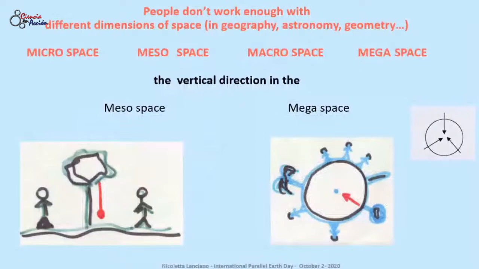I think that is a problem because people don't work enough with different dimensions of space in geography, astronomy, geometry, but we work too much in the classes, in the small spaces, and we work about microspace with little objects, and not enough in the mesospace, macrospace, and megaspace of astronomy.